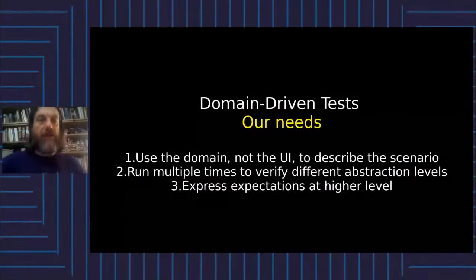So wrapping up, what is the takeaway? So domain-driven tests help us in this way. We use the domain, not the UI, to describe the scenario. And we run the test multiple times to verify different abstraction levels. And then we can express expectations at a higher level, meaning that we are not just checking click here or click there, or verifying that this box is green, but we can define expectations in domain language.